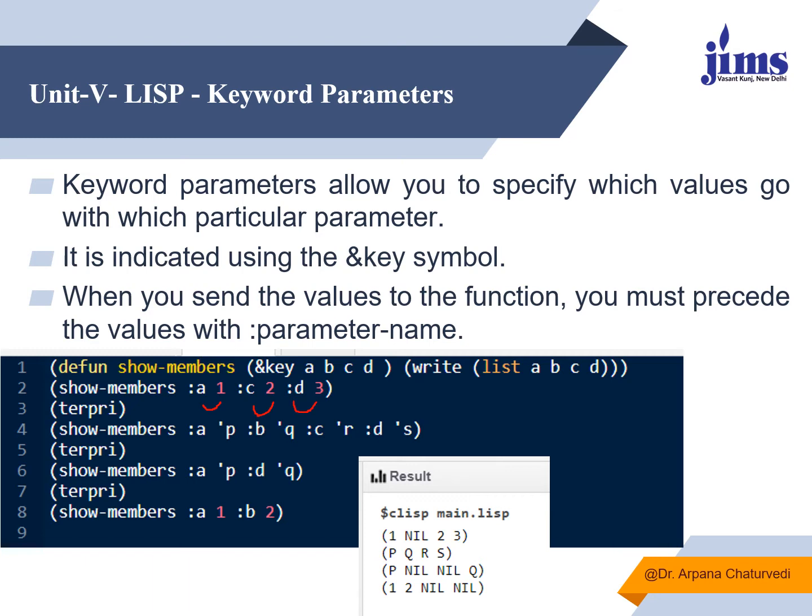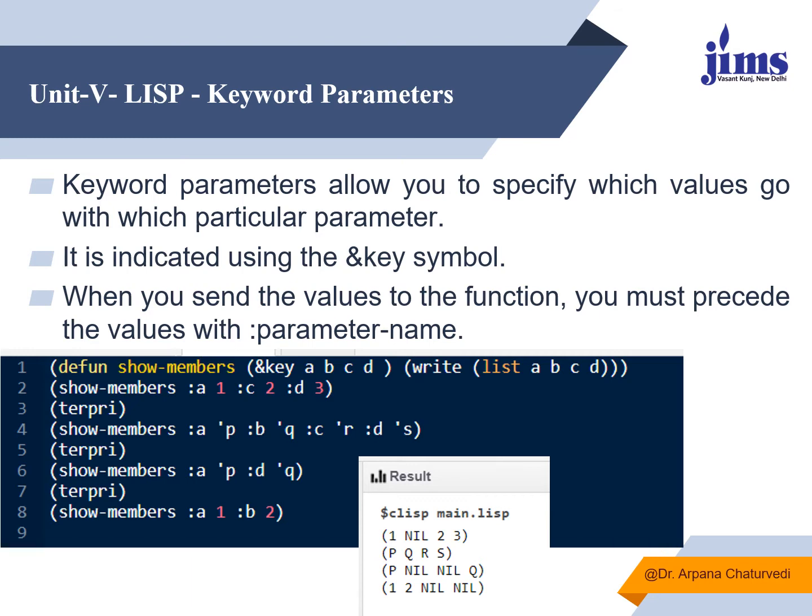So now what we will see is that against B there is no value assigned. So in place of B, you can see what is coming: nil. This 2 is coming at the third position and 3 is coming at the fourth position. So this is what key is. You can assign that yes, I am passing 3 values, but these 3 values are not going to be assigned sequentially to the first 3 arguments.